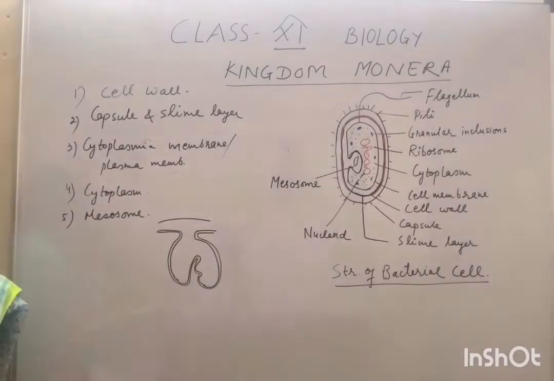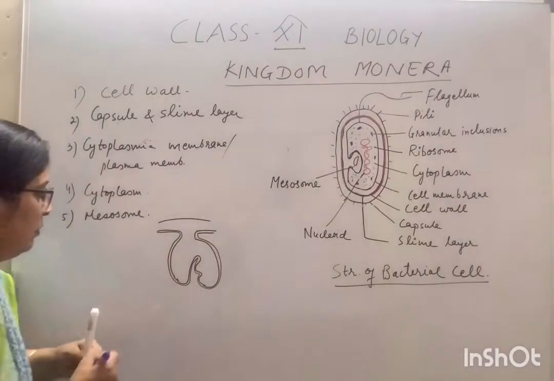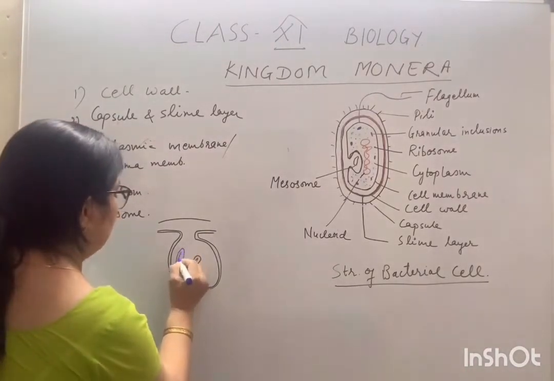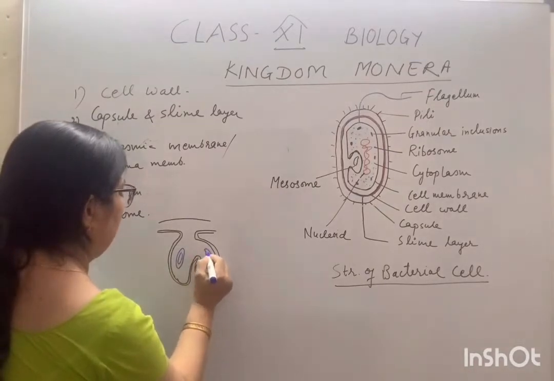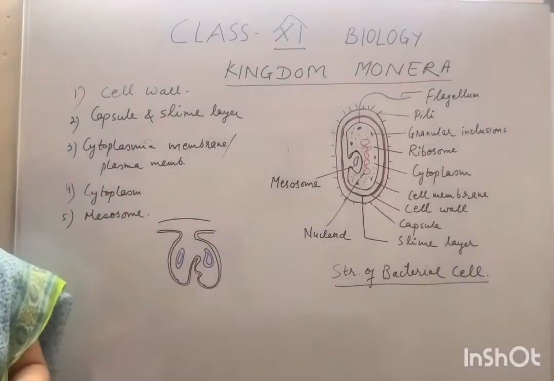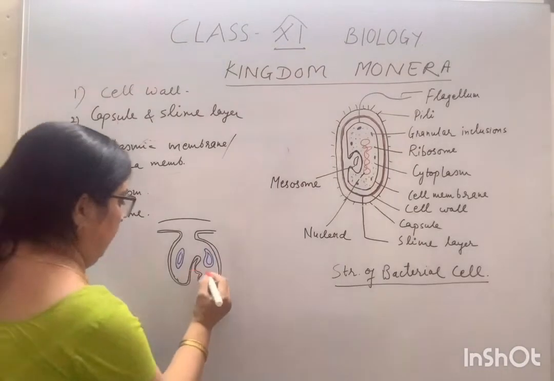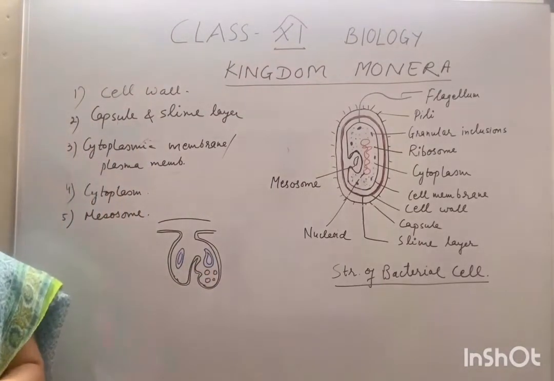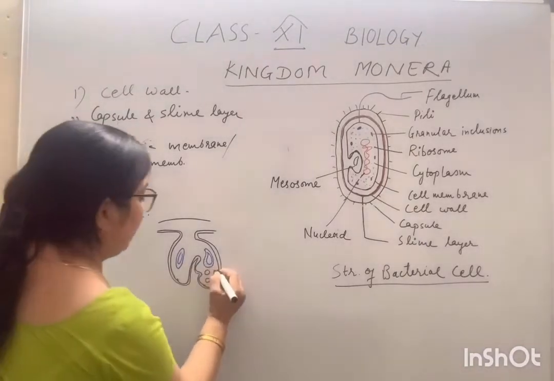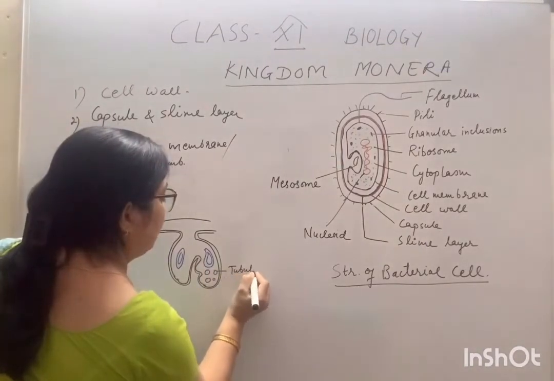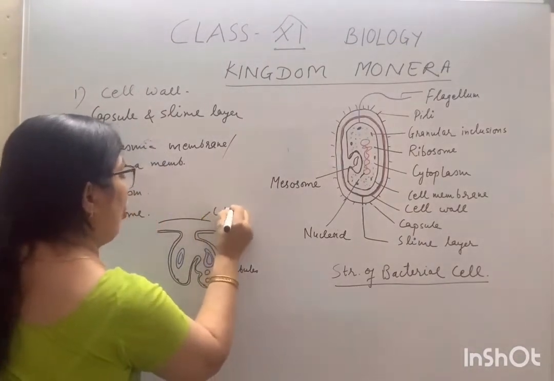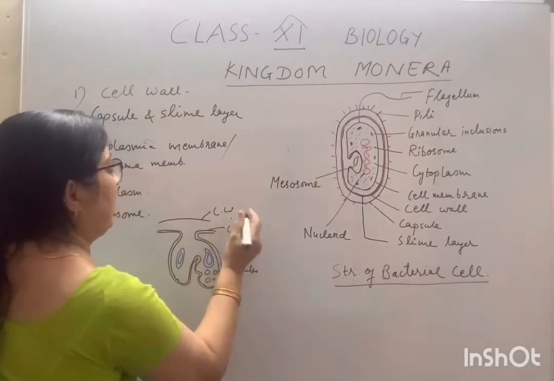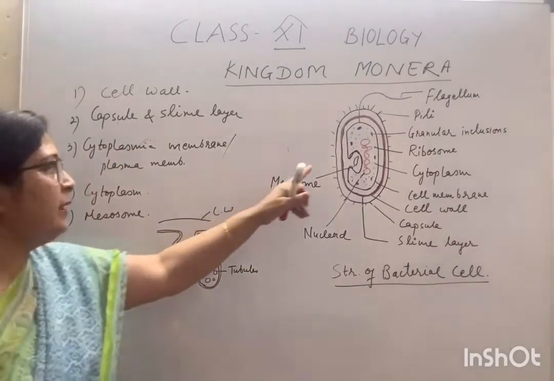Now this is the part. This is the extended part of cell membrane. These are tubules. This is cell wall and this is cell membrane. Now you can see here, this is the extended part.